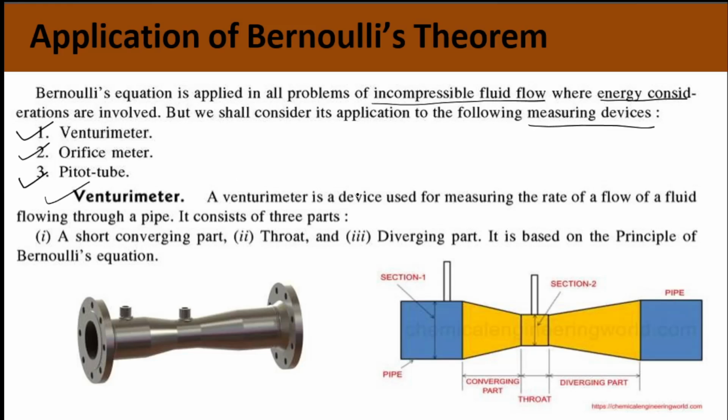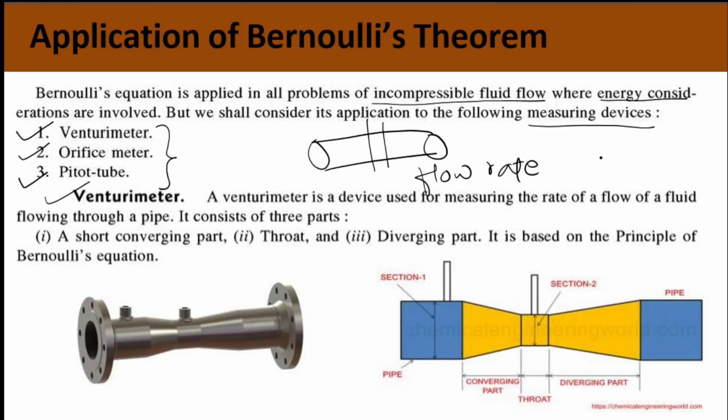This Venturimeter is a device used for measuring the rate of flow of fluid through a pipe. Venturimeters and all other three devices are used for closed flow. So flow through a pipe is there and we want to measure the flow rate. In that case we will use the venturimeter. Many times we want to find out the velocity of flow. For that case also we use venturimeter.